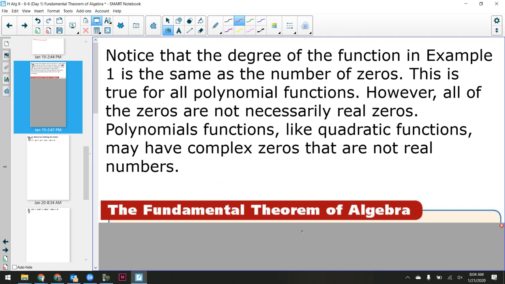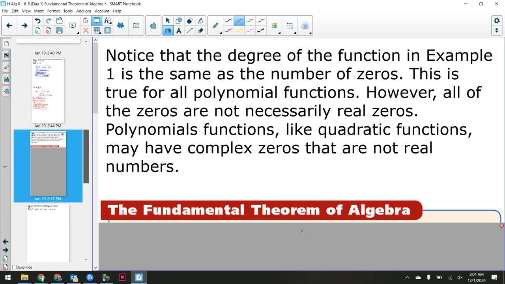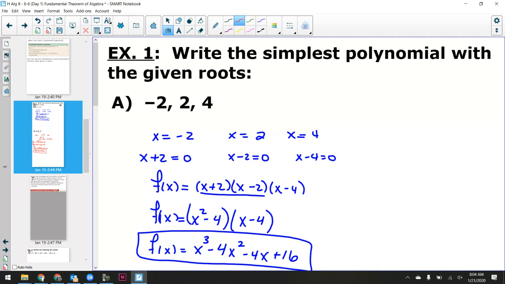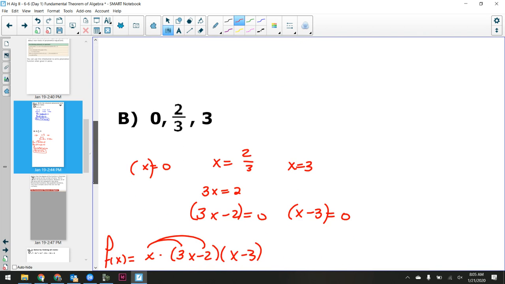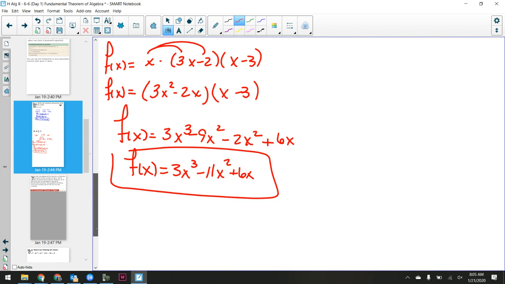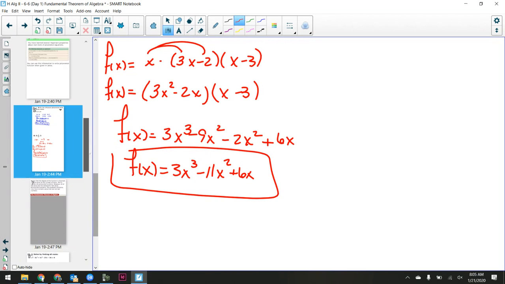Here it is. The fundamental theorem of algebra. I feel like there should be an echo with my voice. We've almost talked about it a little bit already, and maybe some of you have picked up on it. How many roots did I start with on this very first problem that we did? We started with 3: negative 2, positive 2, and 4. What was my power on the final polynomial? 3. How many roots did I start with here? What was my final power? 3. Let's jump back to our homework key.